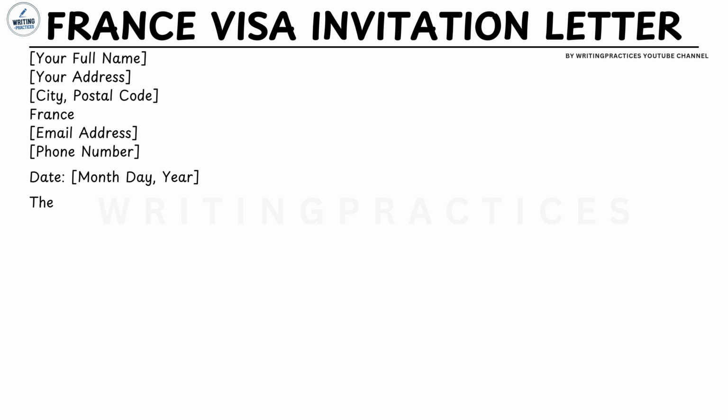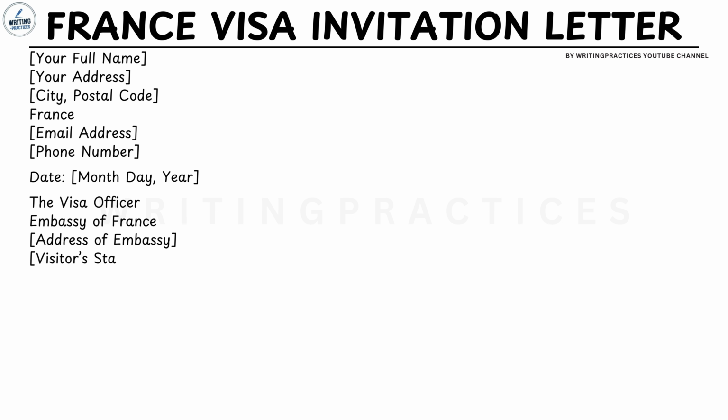Recipient's information. Address the letter to the visa officer at the Embassy or Consulate of France where the visa application will be submitted. If you know the specific address of the embassy, include it as well. Here's an example. The visa officer, Embassy of France, 123 Avenue des Champs-Élysées, New York, New York, United States. This section ensures the letter is directed to the appropriate authority.